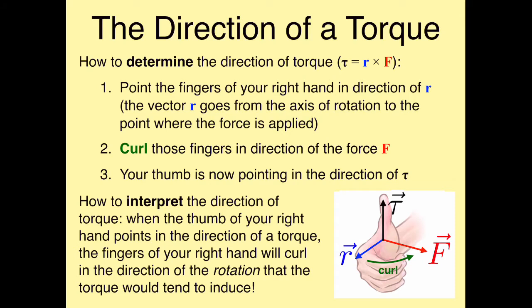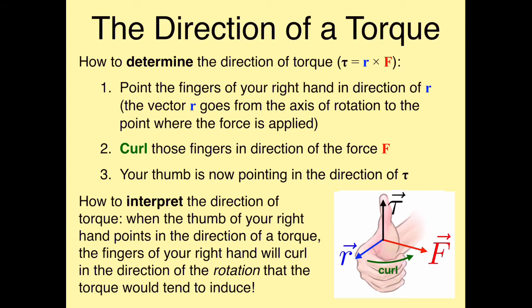Now, there's an interpretation of this that makes intuitive sense. This is how you interpret the direction of that torque. What does it mean when my thumb is pointing in a certain direction? When your thumb on your right hand points in the direction of the torque, the fingers of your right hand are going to be curling in the direction of the rotation that torque would tend to induce.